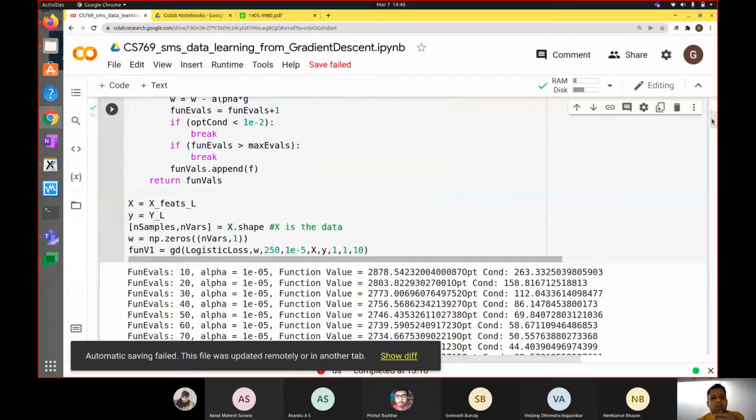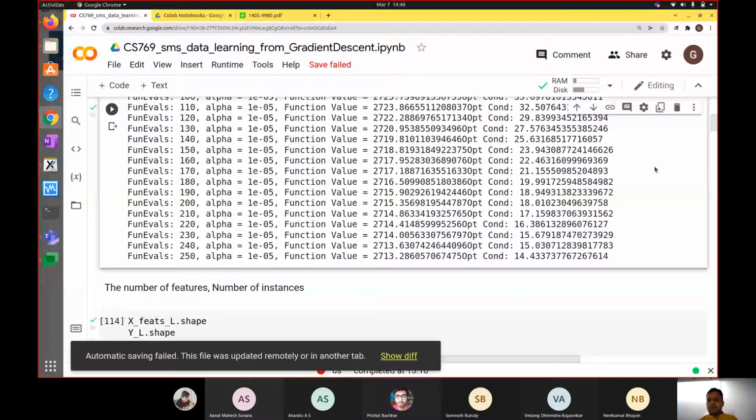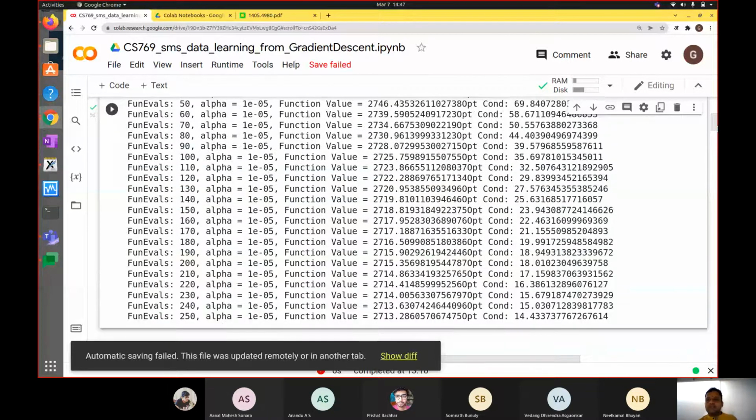Okay, so let's look at it. The function goes until some 250 evaluations, basically all the evaluations. And look at the function value, 2713.28. We are trying to minimize it, and the optimality condition is 14.43. Not a very good thing to have.